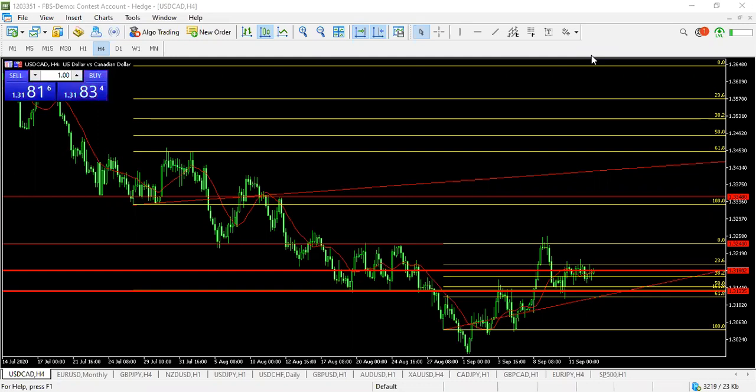So, guys, I'm gonna try and be as quick as I can because I'll be adding AUD USD this week on top of all the pairs that I always share. So bear with me. Today I'm gonna start with USD CAD.